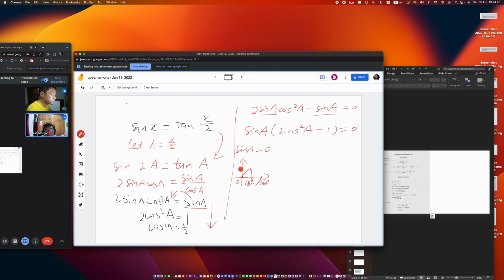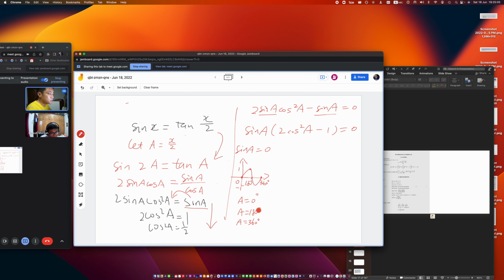Okay, so this is your 1, this is your negative 1. So in fact, your A is equal to 0 degrees if we are talking about degree mode, and then it can be equal to 180 or so. Then it can be equal to 360 or so. It depends on the range. Okay? Then I figure out part of the answer already.